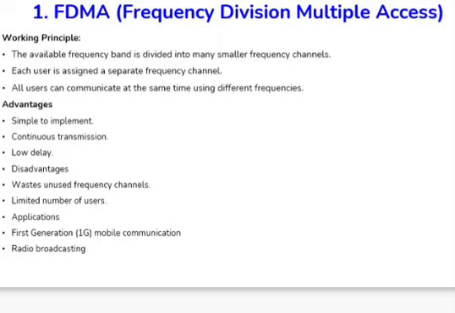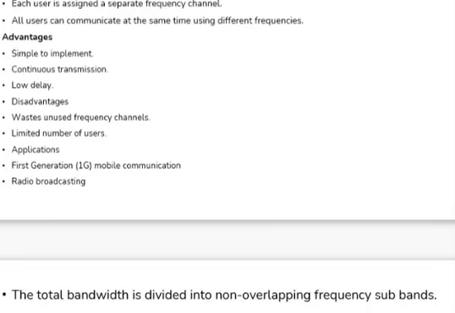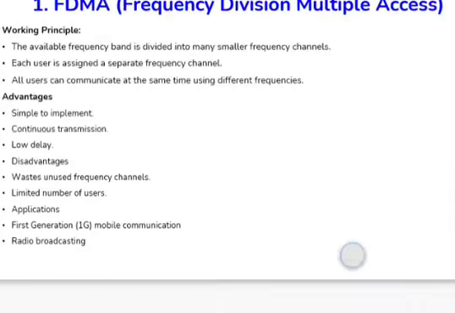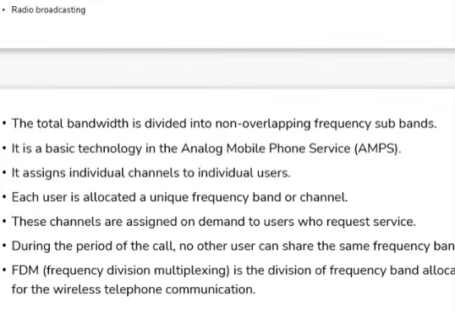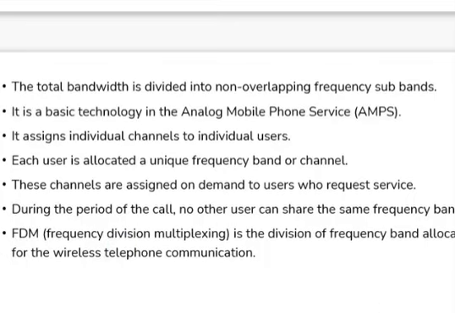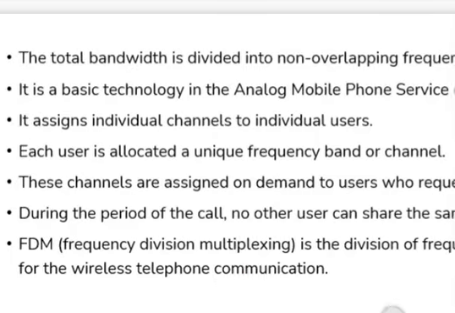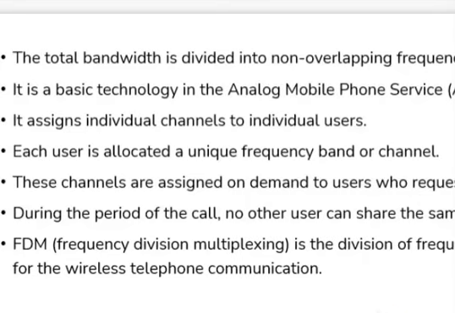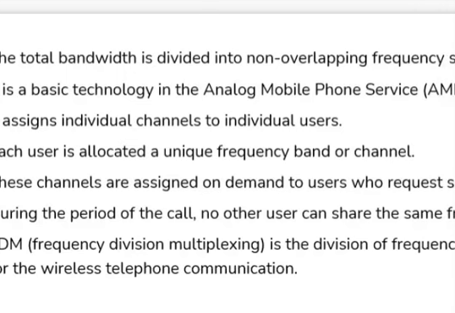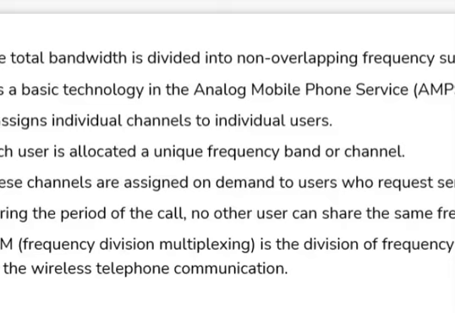Now, the total frequency band is divided into non-overlapping frequency subbands. Each user is assigned one frequency channel. This FDMA is the basic technology in the analog mobile phone service. It assigns individual channels to individual users. Each user is allocated a unique frequency band or channel. The channels are assigned on demand to users who request service.